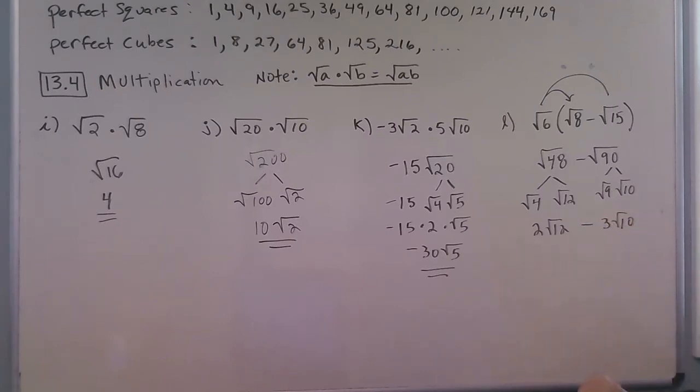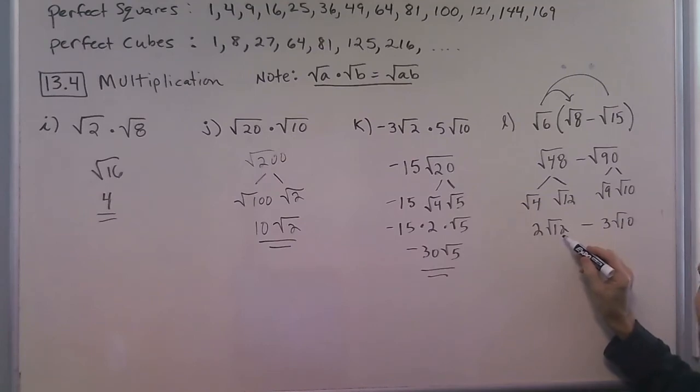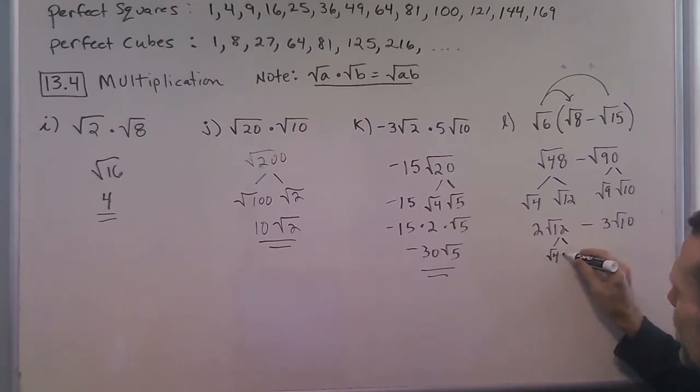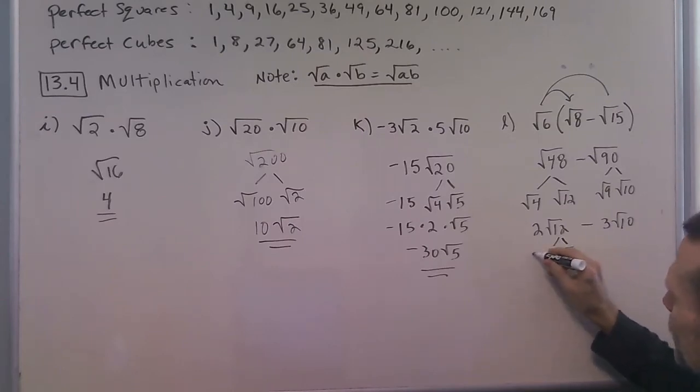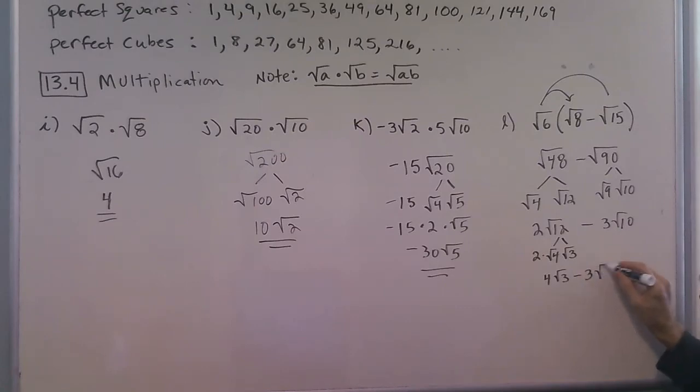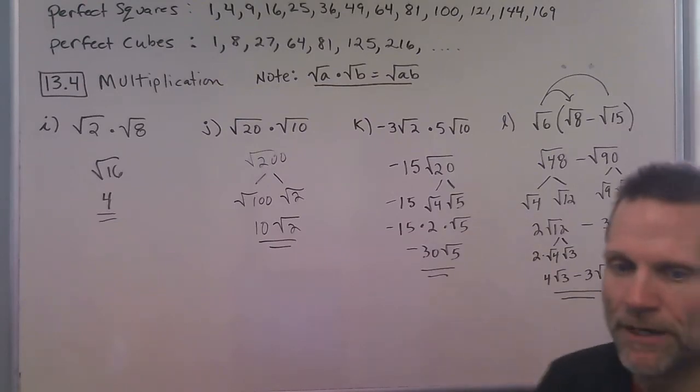Now, if we type this in, this would not be in simplest form because this still has a perfect square in it. So we would have to break it down into 4 and 3. Don't forget our 2 up front. So we actually have 4 radical 3 minus 3 radical 10. And that's the simplest form. Okay. All right, thanks.